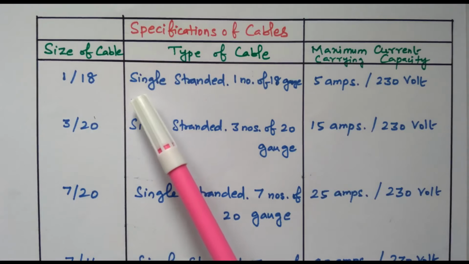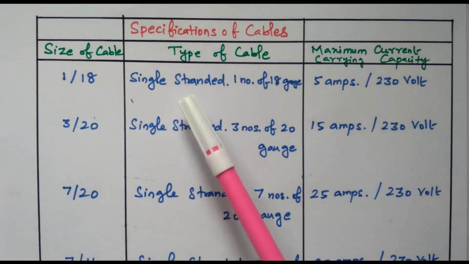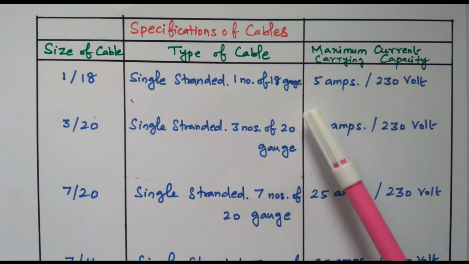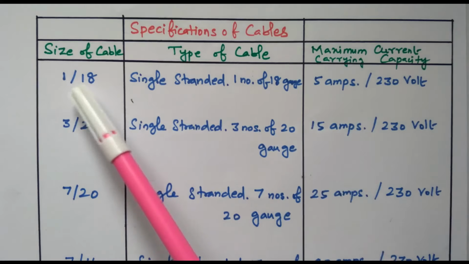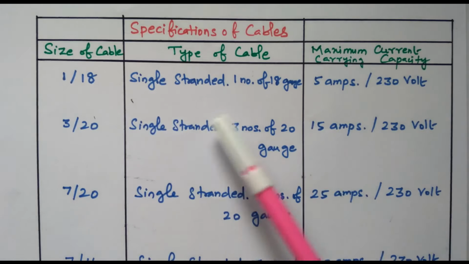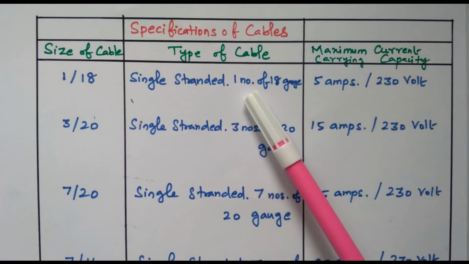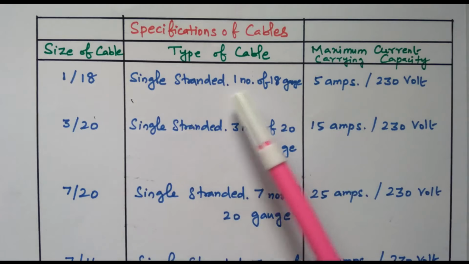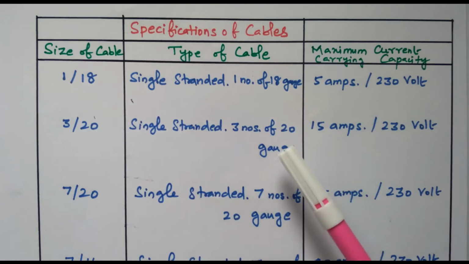1/18 means single stranded. Only one coil is available, one number of 18 gauge. Gauge is nothing but the dimension of a wire. It gives the thickness of the wire, the thickness of the cable. So 1/18 means it is single stranded, single coil. This 1 refers to one coil, and 18 is the 18 gauge.